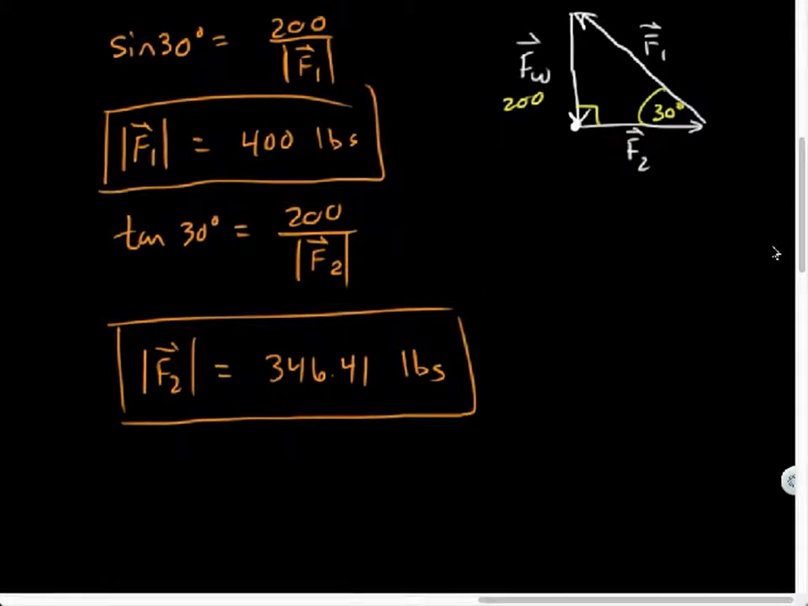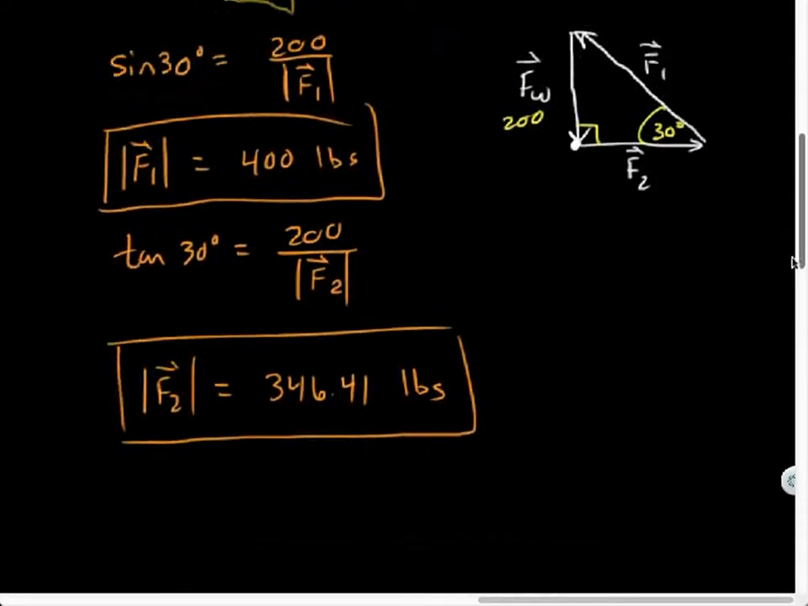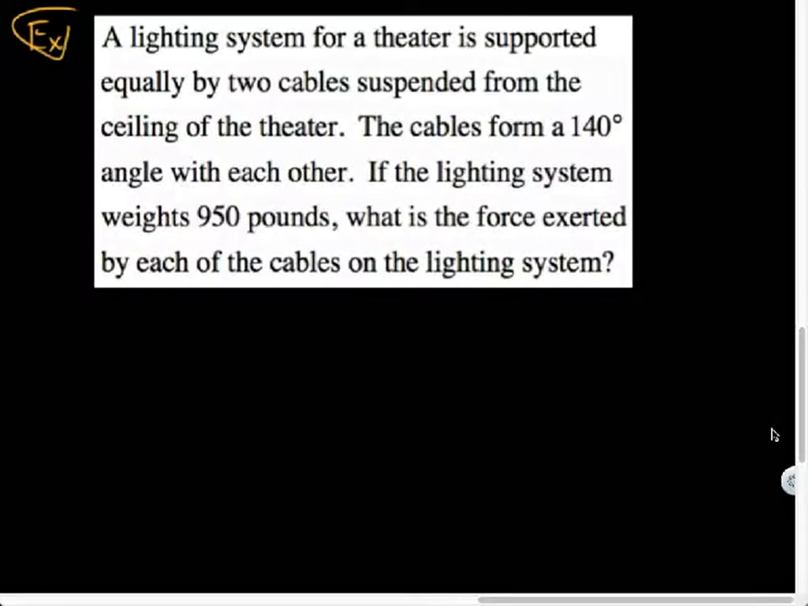346.41 pounds. And actually, different materials end up being able to have different compression limitations versus tension limitations, not just in the instance of the chain. But, so there you go. Let's look at the last example.